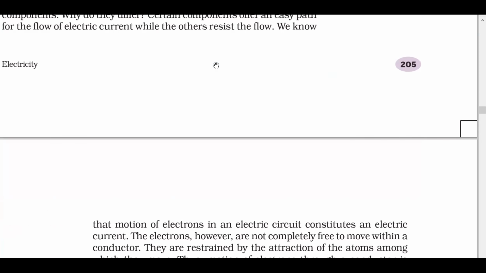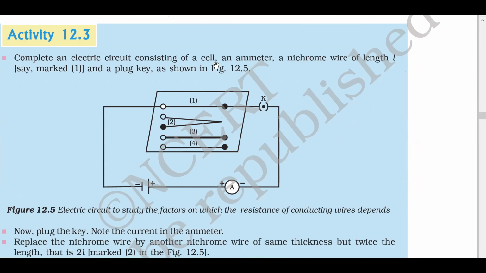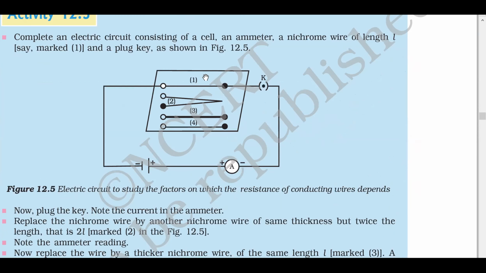Now, factors on which resistance of a conductor depends. So actually here what we will do, we will complete an electric circuit consisting of a cell, an ammeter, nichrome wire of length L and a plug key. So first of all we are connecting a single cell, an ammeter and key and a nichrome wire of length L, and this circuit is completed. Okay, we will note down the ammeter reading.